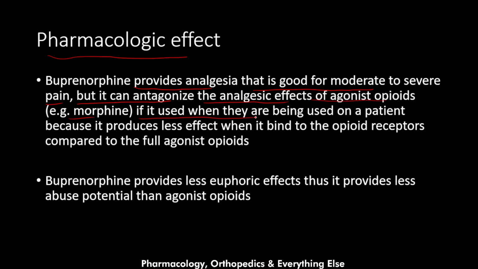So when it is used on a patient, it produces less effect, because remember, it's a partial agonist when it binds to the opioid receptors compared to the full agonist opioids. Buprenorphine provides less euphoric effects, thus it provides less abuse potential than the agonist opioids. So the euphoria that comes with buprenorphine is less compared to the full agonist opioids like morphine and heroin, so it has less abuse potential.